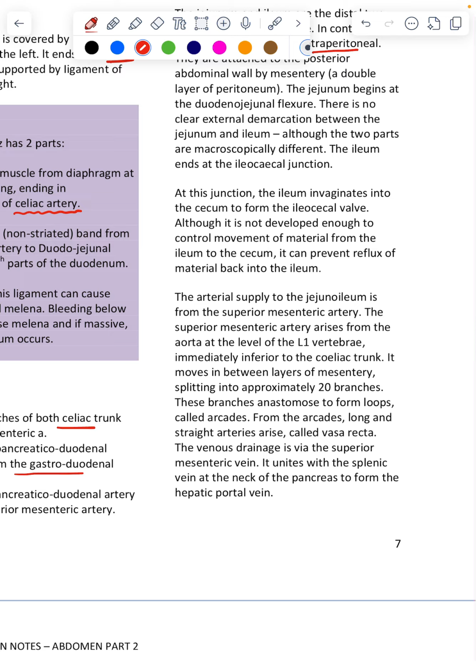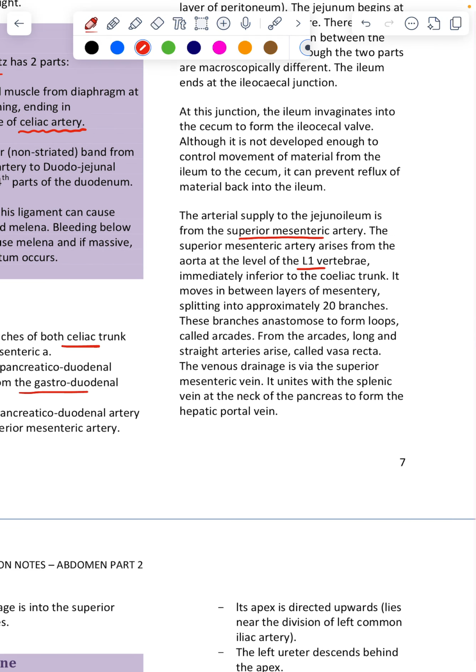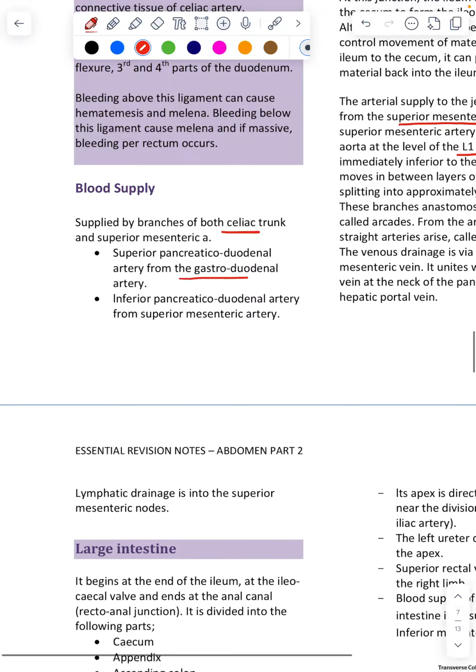The arterial supply to the jejunum is from the superior mesenteric artery, which arises at the level of L1, immediately below the celiac trunk. Around 20 branches form the arcades. The branches anastomose, and the long straight branches are the vasa recta. Venous drainage is by the superior mesenteric vein.